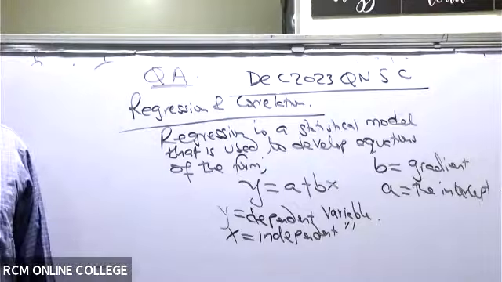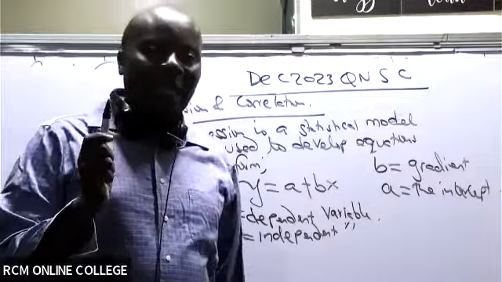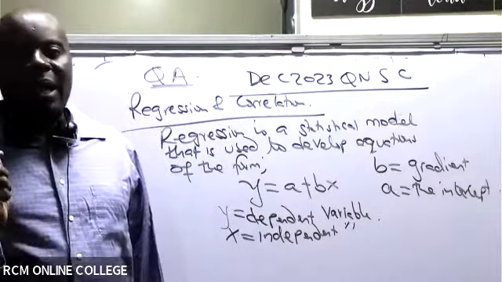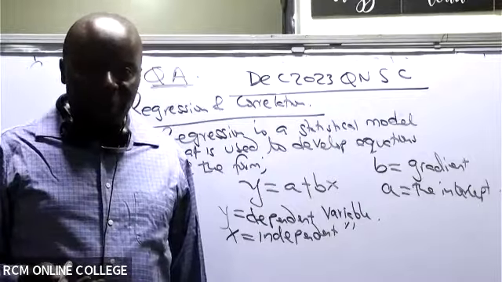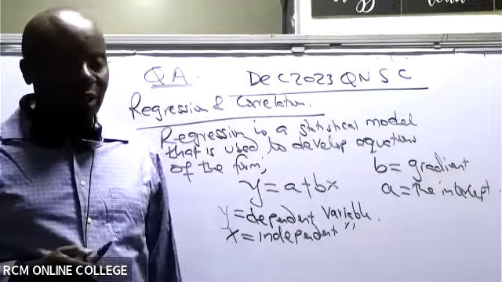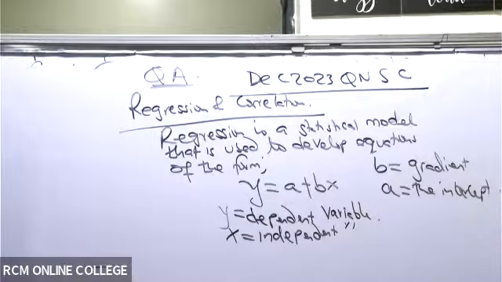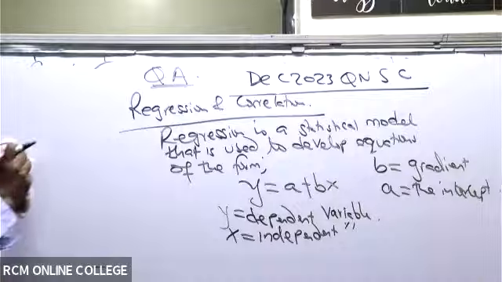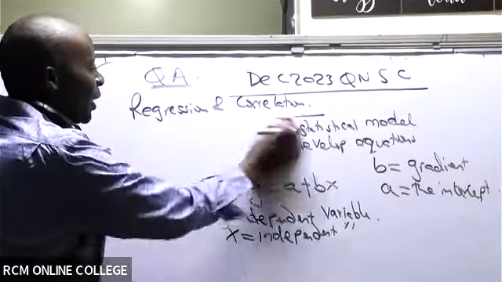Now, ladies and gentlemen, for the years that I've been marking exams, for the years that I've been leading teams to mark CNEB exams, I know normally where students go wrong. In most cases, you will be given two variables. Let me just demonstrate. You'll be given two variables like this.